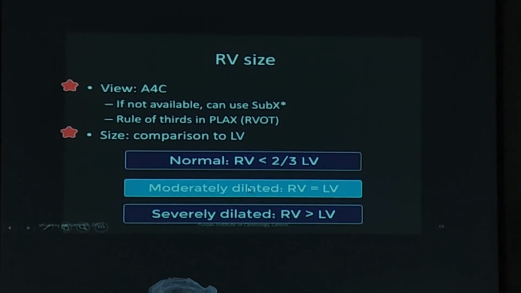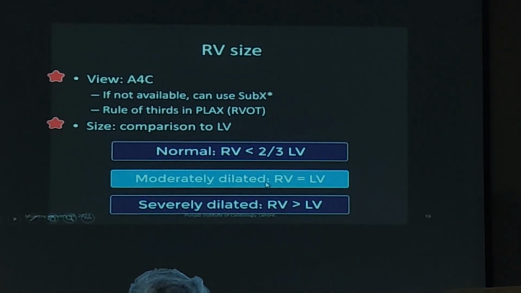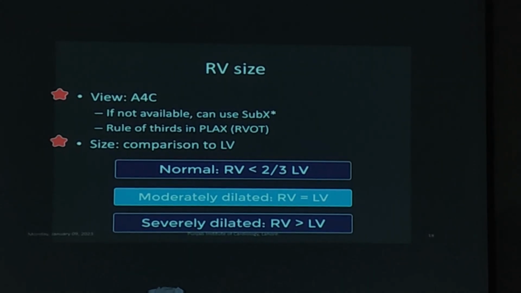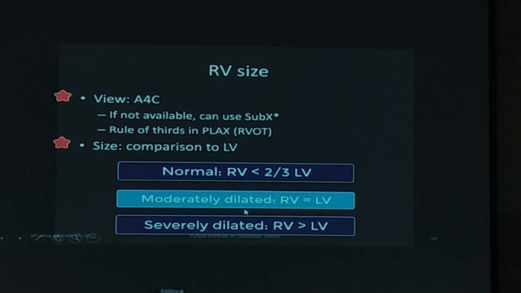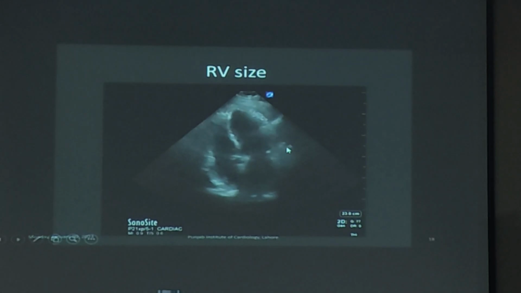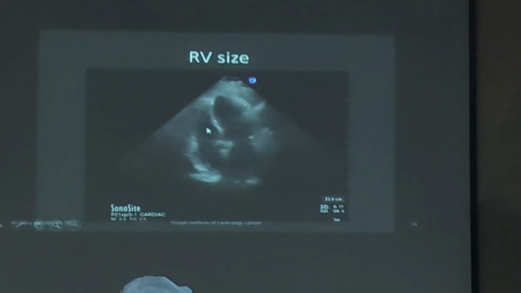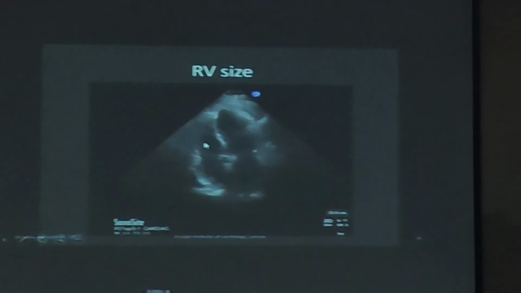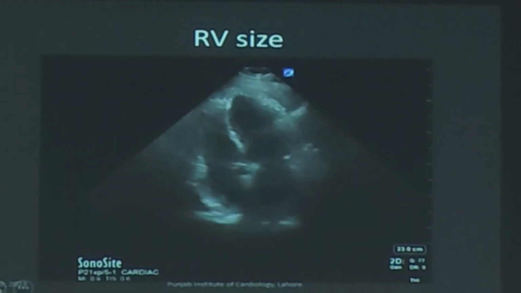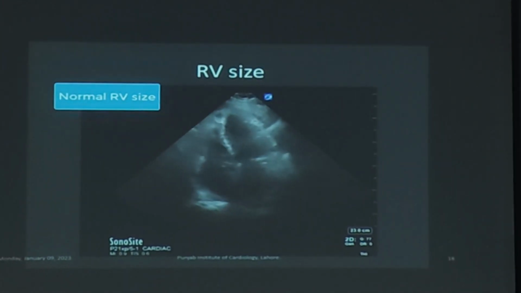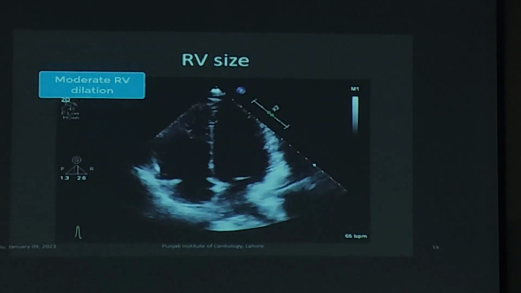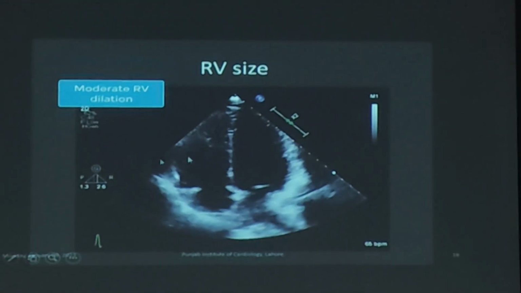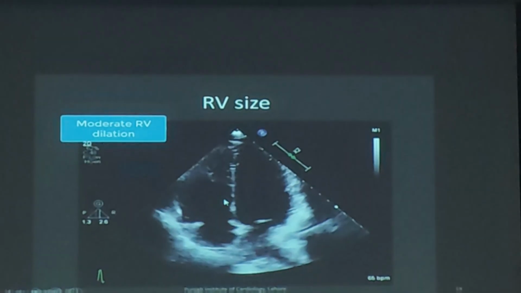If it is comparable, equal in size to the LV, it is a moderately dilated RV, and if it is larger, it is a dilated RV just by seeing it. You can see that this is the RV and this is the LV. It is smaller than this one, less than 2/3 of the LV. So it's a normal RV. If you can appreciate, this RV and LV are almost the same size. So it is a moderately dilated RV.